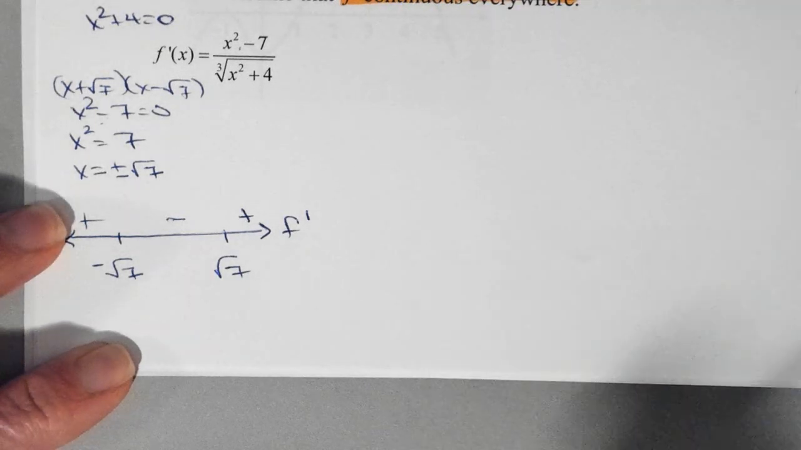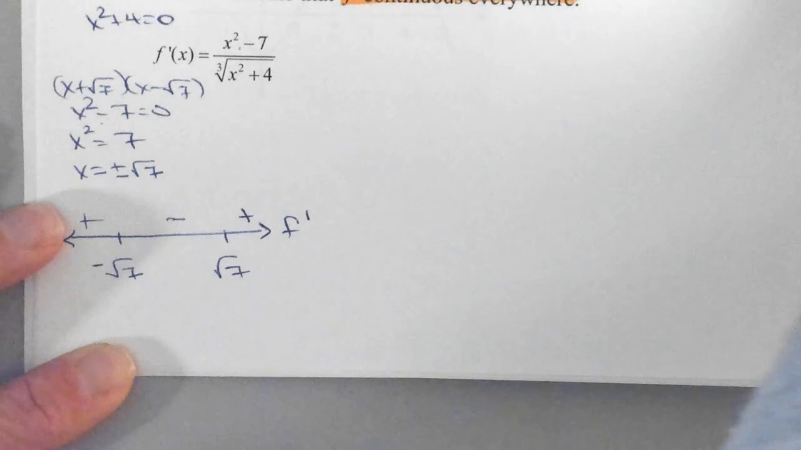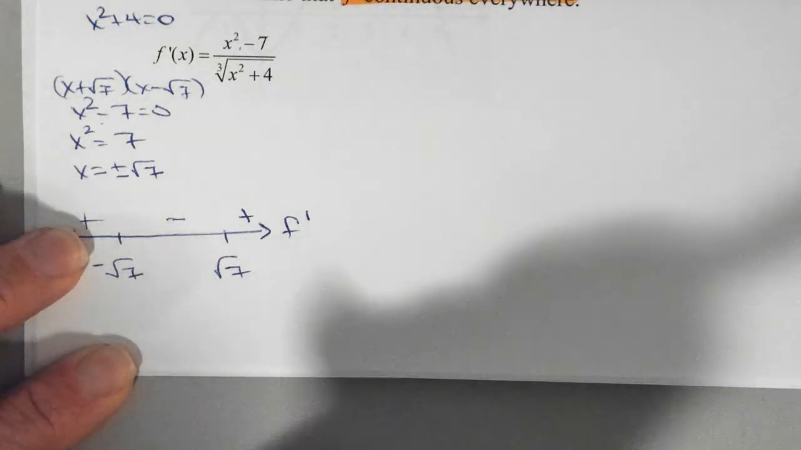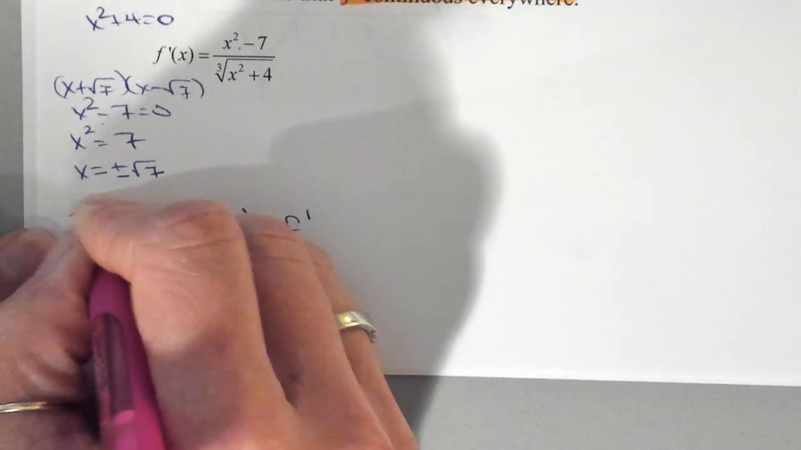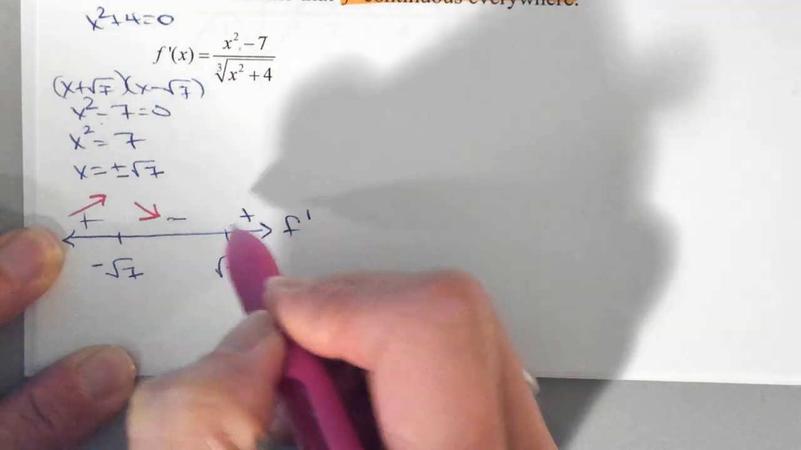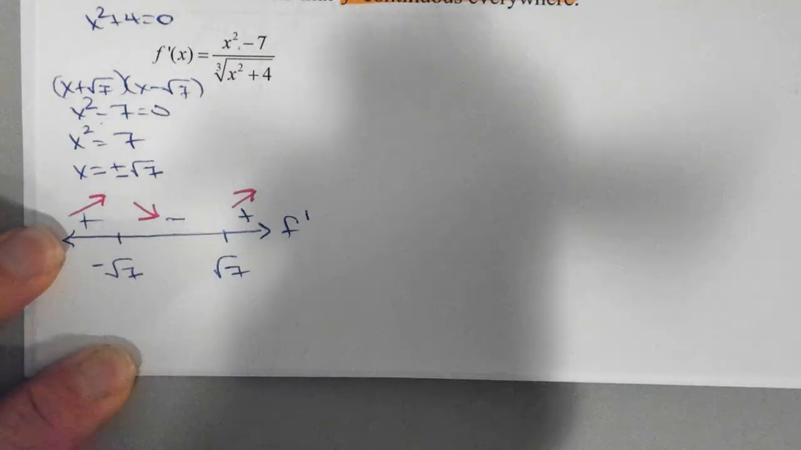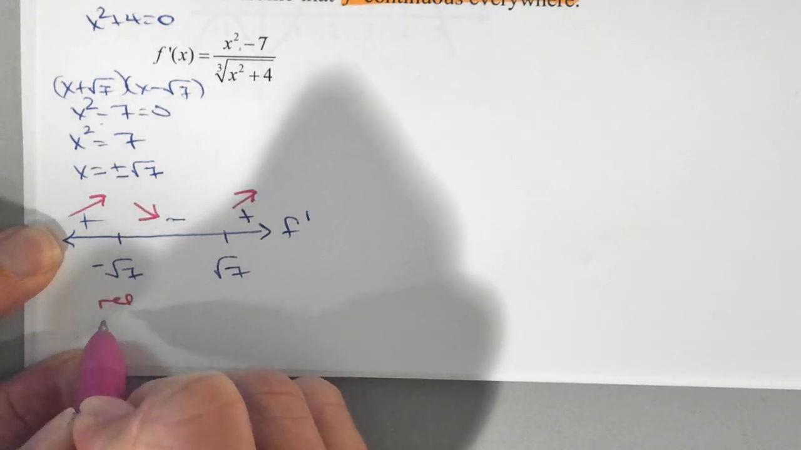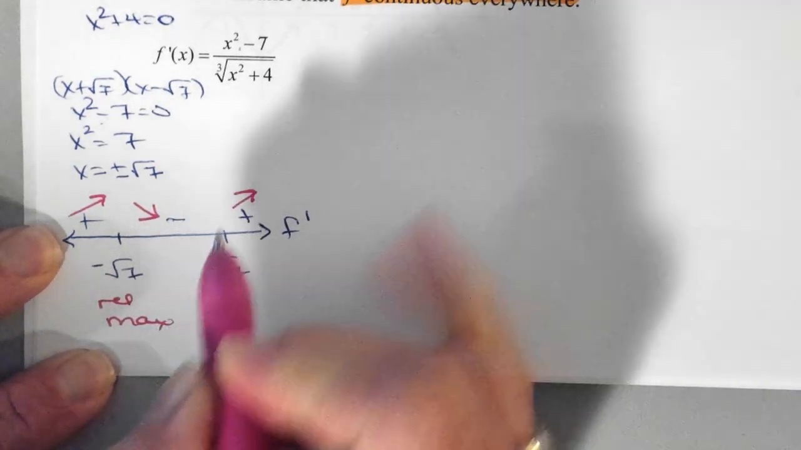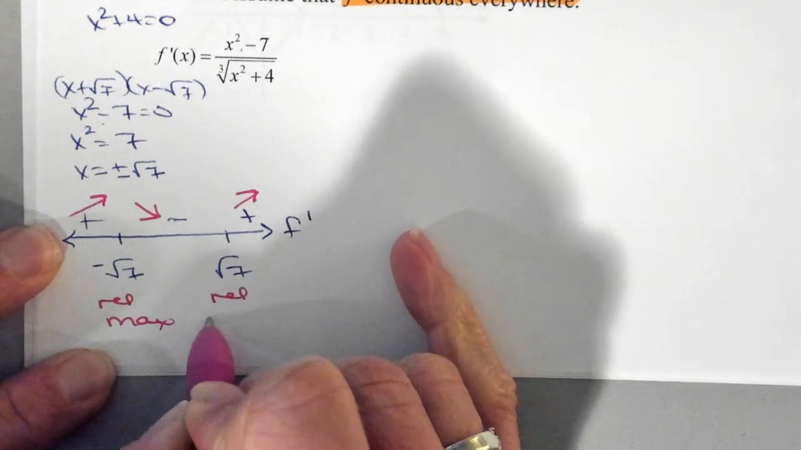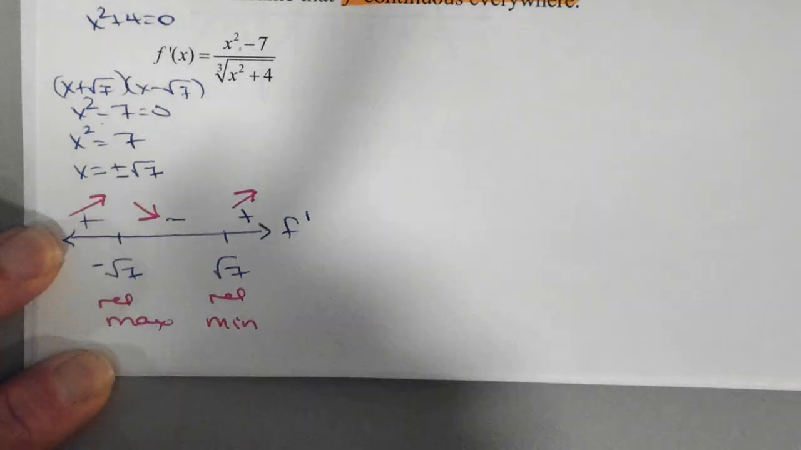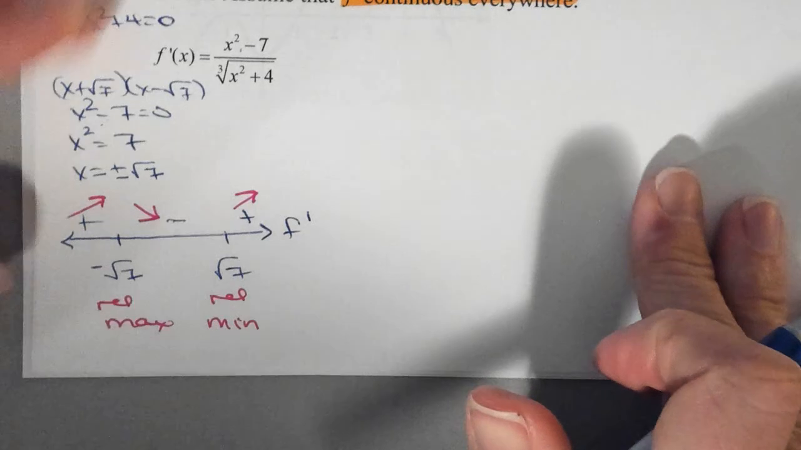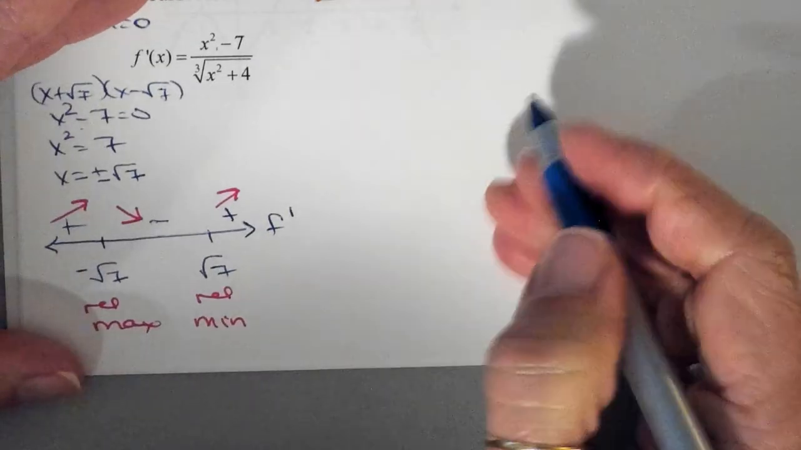Okay. So now what we want to know is relative minimum, relative maximum, right? We've got to remember what we're talking about. So for positive to negative, we're going from increasing for F to decreasing for F, and then back to increasing. So negative square root of 7 is a relative max. Here we have a relative min. Everybody good? Okay, so this is what we've got.